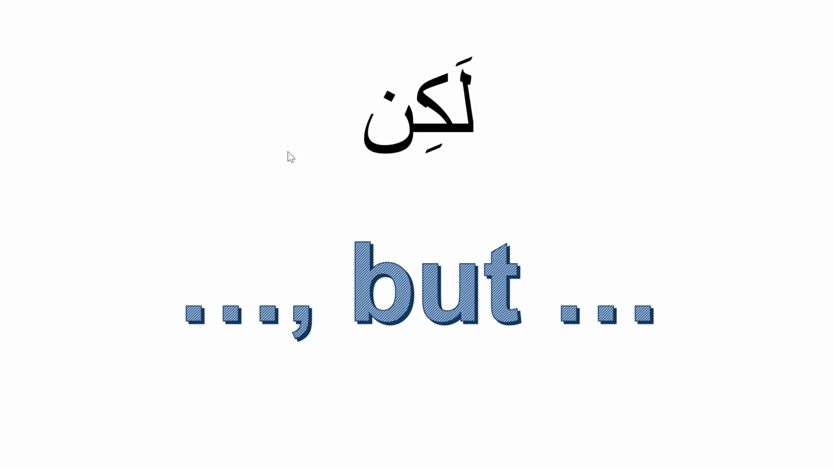We covered lakin, which means but. Now you might hear a longer a sound here because this is not supposed to be a fatha, it's supposed to be an aleph dagger, which is a miniature aleph hovering over the letter. So the way you pronounce this is lakin. And then very: jiddan. This is an adverb. Jiddan, very, very much, very little. Jiddan, kathiran jiddan, kathiratan jiddan.